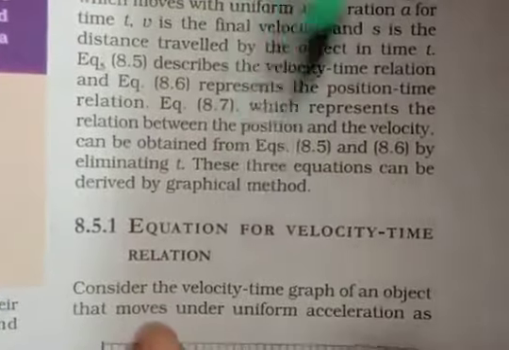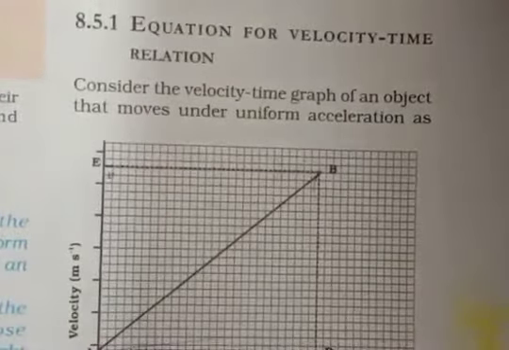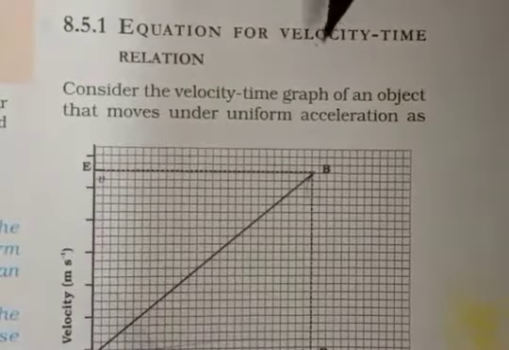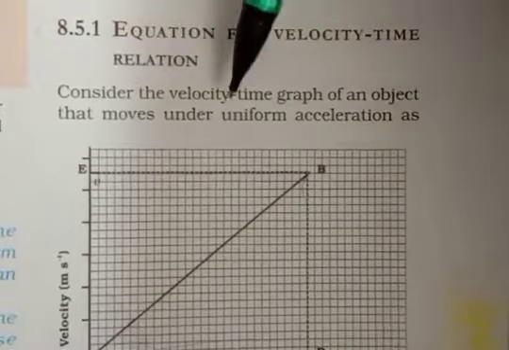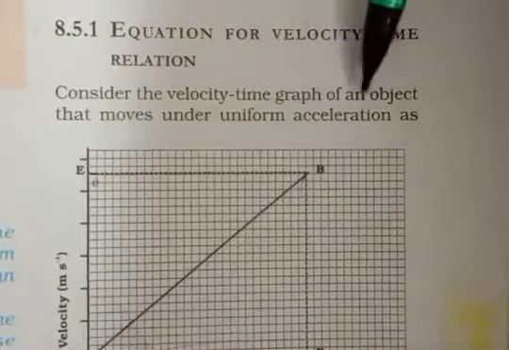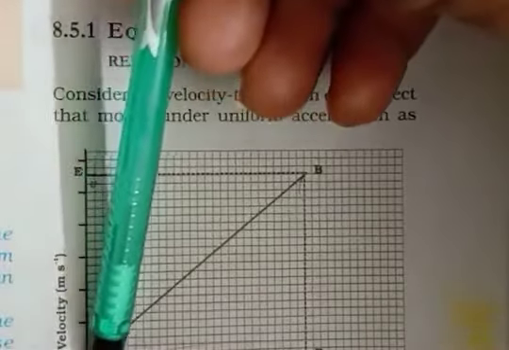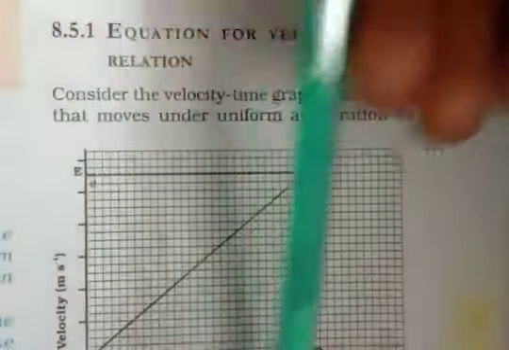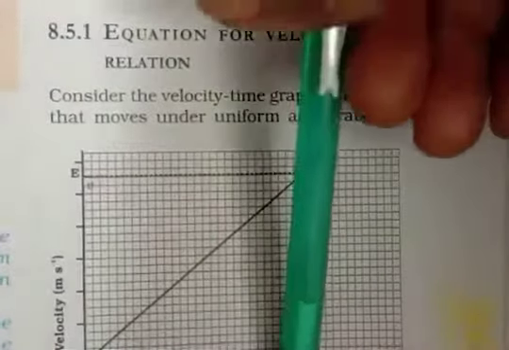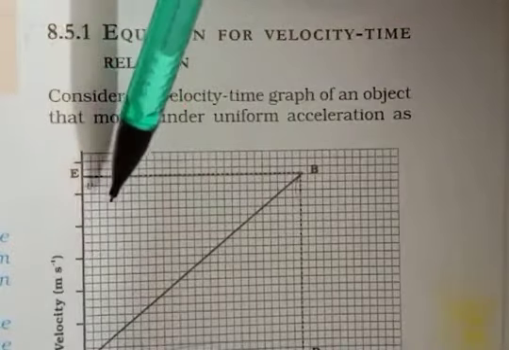Now let us see how these equations are derived by graphical methods. Equation for velocity time relation. Consider the velocity time graph of an object. Velocity is represented on the y-axis and time is represented on the x-axis. The unit of time is seconds and the unit of velocity is meter per second.